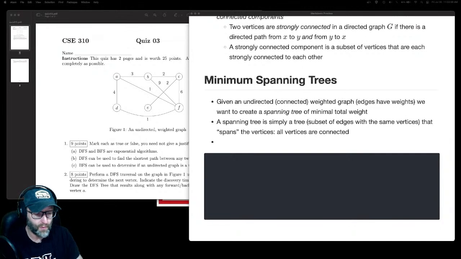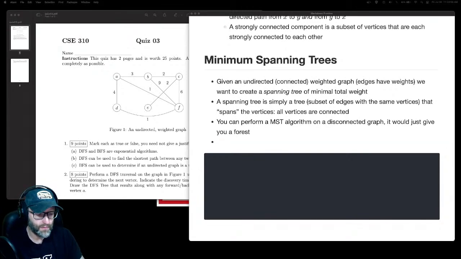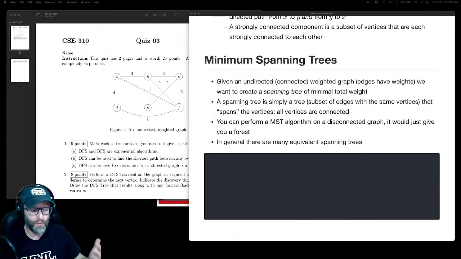You can perform an MST algorithm on a disconnected graph. It would just give you a forest instead, a minimum spanning forest. And that is a thing if you want to consider that. In general, there are many equivalent spanning trees. But they will all have the same minimum weight.